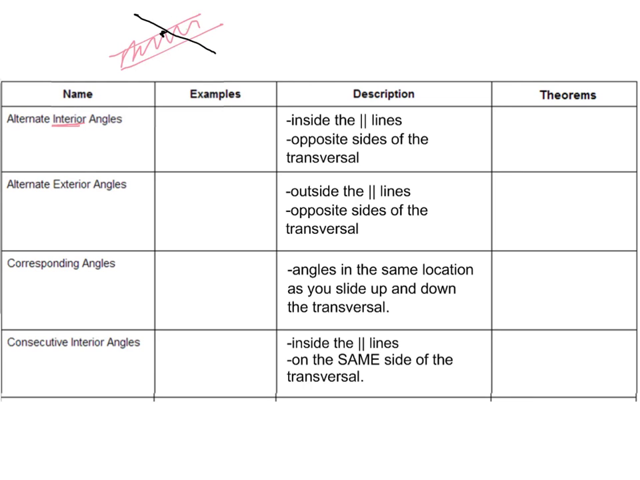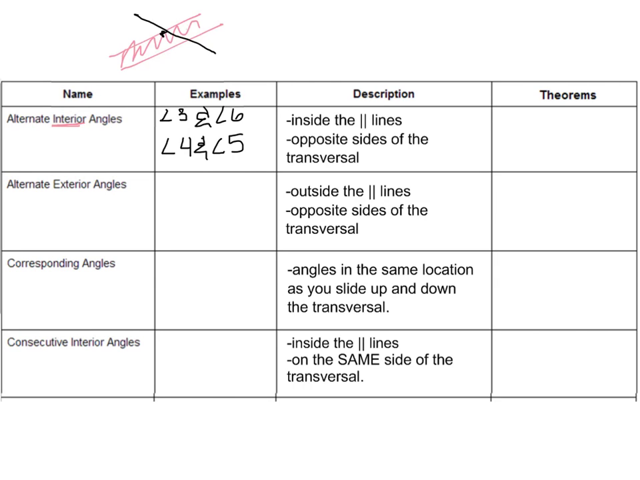So in our example, we've got angles 3 and 6, and angles 4 and 5. Okay, those are alternate interior angles. In the description here, you're going to need to write this down, so you might need to pause it, is that they're inside the parallel lines. Remember, this is our notation for parallel, and on opposite sides of the transversal. Okay, which makes sense, right? Alternate interior angles, they're in the interior, and they're on alternate sides, opposite sides of the transversal.